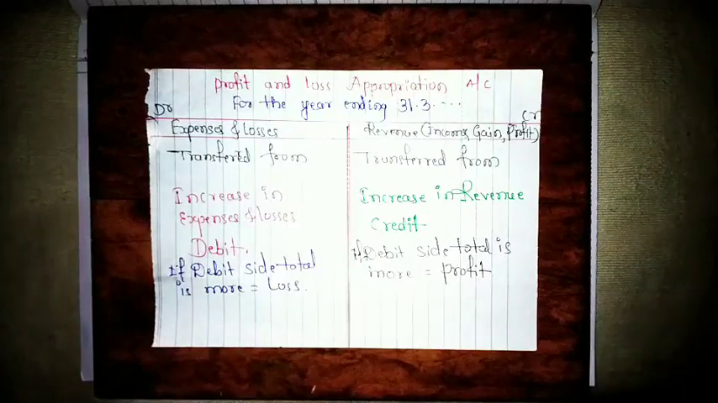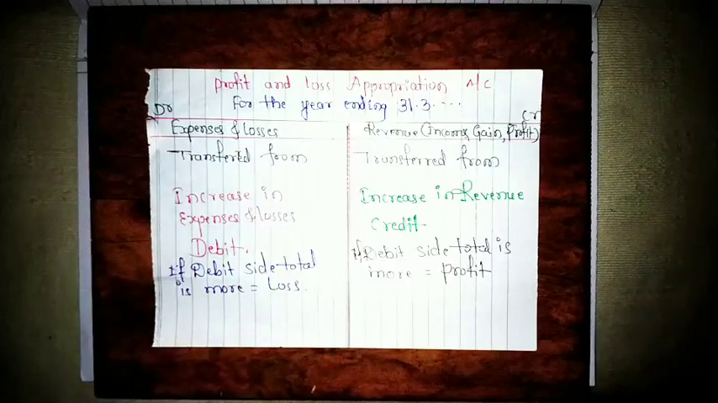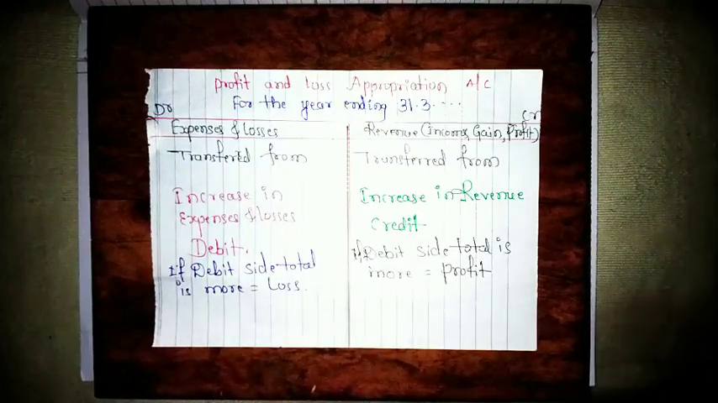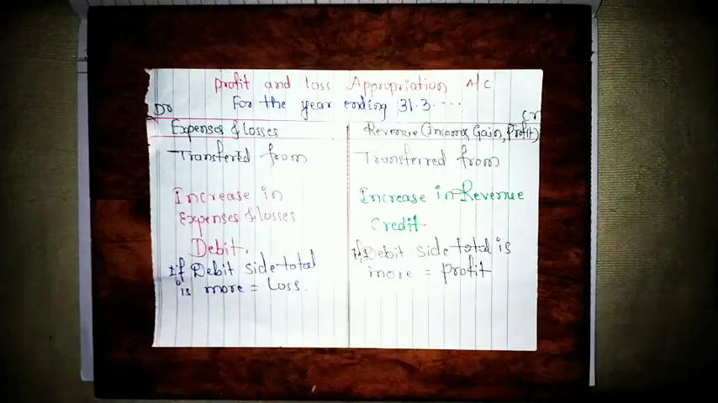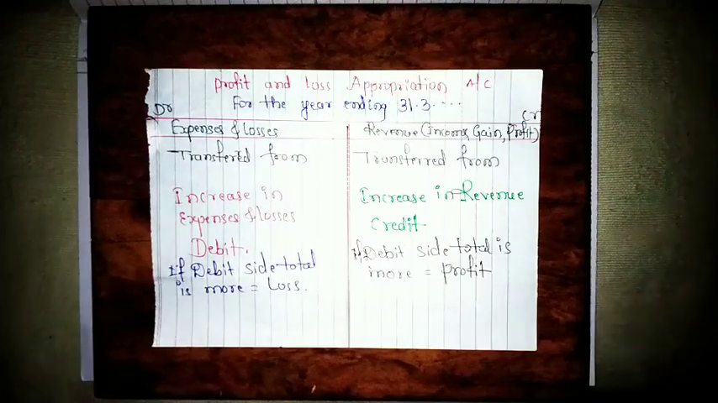These are transferring entries, meaning whatever expenses, losses and revenue accounts appear in the profit and loss appropriation account are transferred from the expenses, losses and revenue accounts to the profit and loss appropriation account. Once again, the items appearing in it are not original entries.